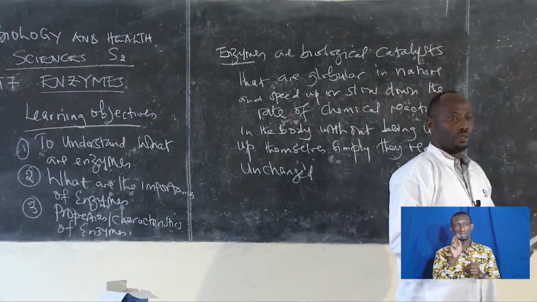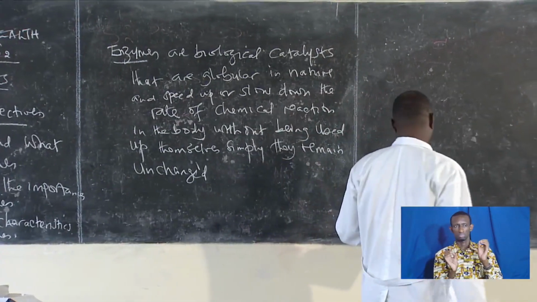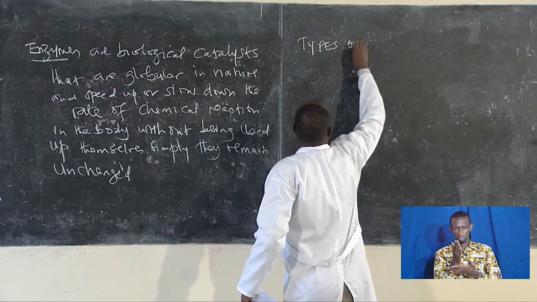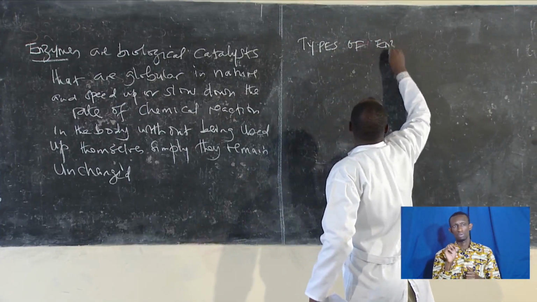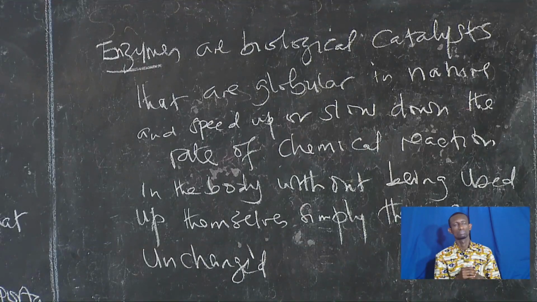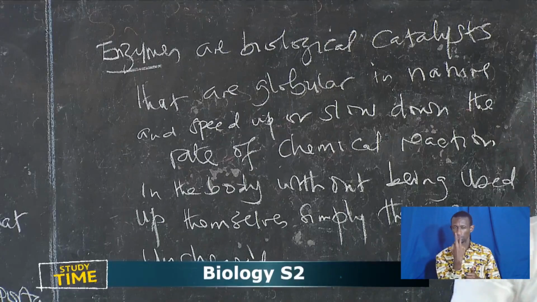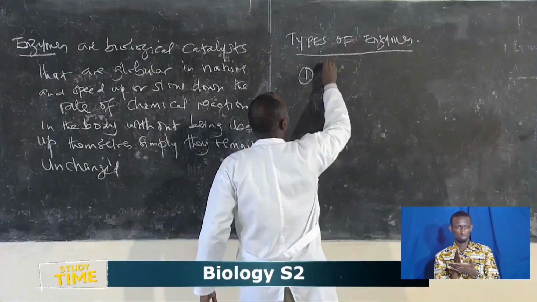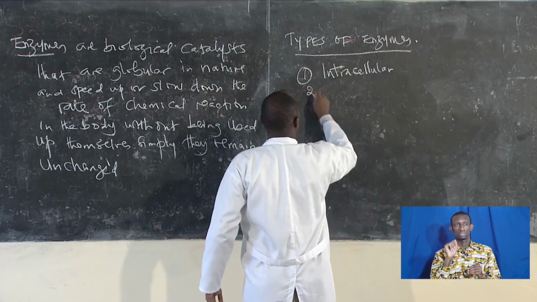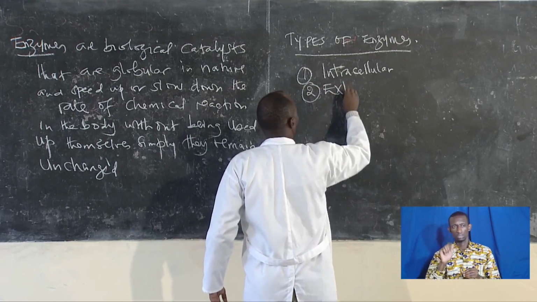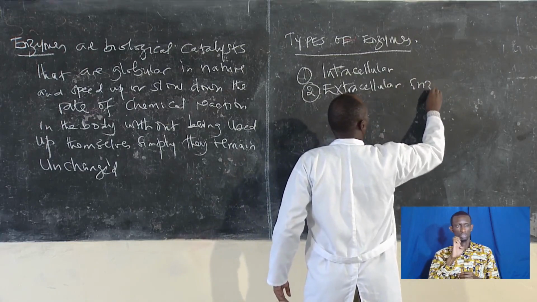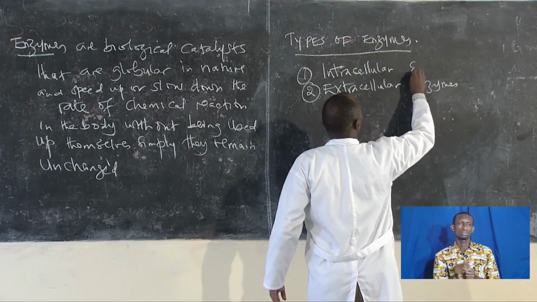So there are two types of enzymes in our body. Okay? You can say types of enzymes. We have two major types of enzymes. One is intracellular enzymes. Number two, we have extracellular enzymes. These are also enzymes.